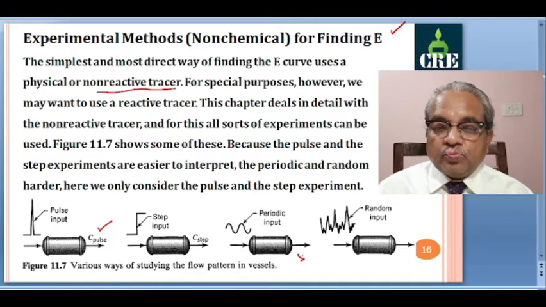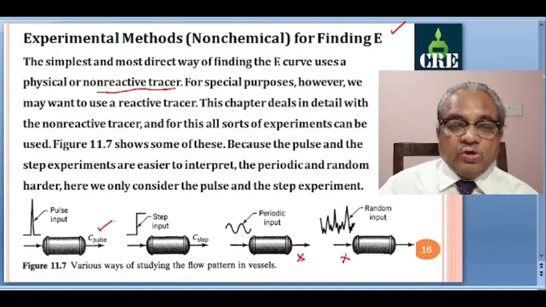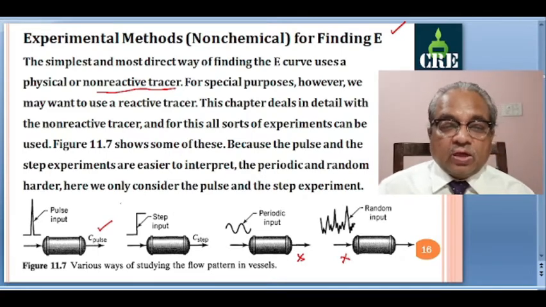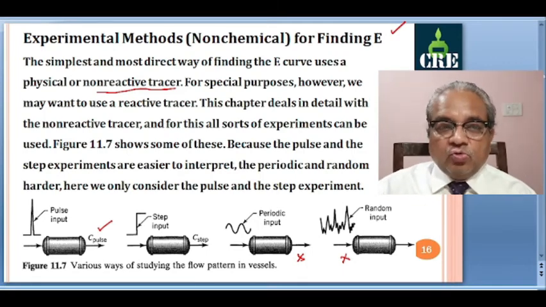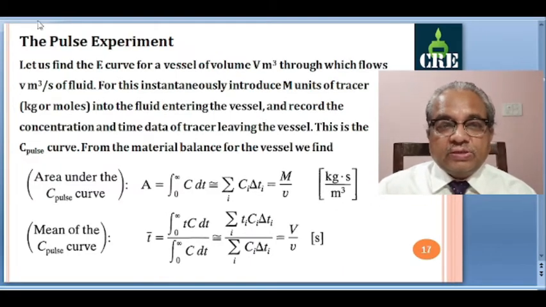But these two are possible but not used widely. Simple to use and giving the best results are pulse and step. So we'll concentrate only on pulse and step. Experiments are easier to interpret; the periodic and random ones are harder. So we'll only consider here pulse and step experiments, and non-reactive tracer only. Pulse experiment.